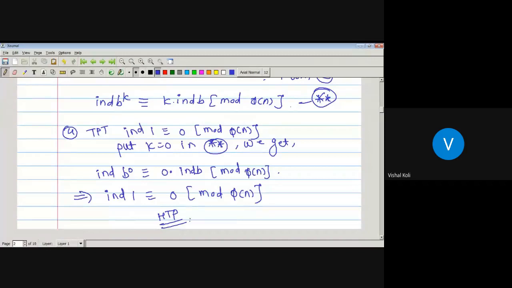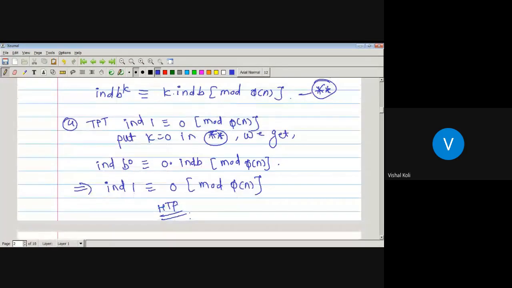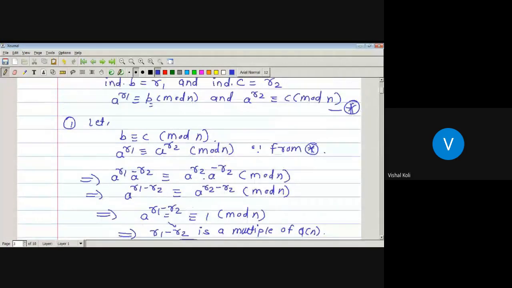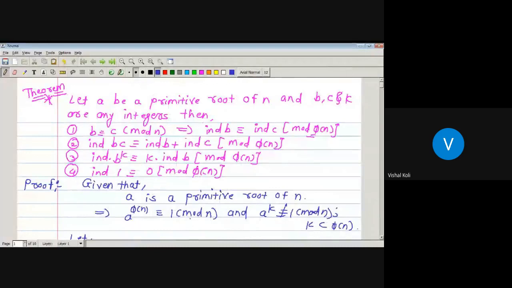So if a is a primitive root of n and b, c and k are any three arbitrary integers, then if b is congruent to c modulo n, then index of b is congruent to index of c modulo phi of n. In the second one, index of b into c is congruent to index of b plus index of c modulo phi of n, and index of b raised to k is k times index of b over modulo phi of n, and finally the last one is index of 1 is congruent to 0 modulo phi of n. That is all we have. Okay, any doubt?